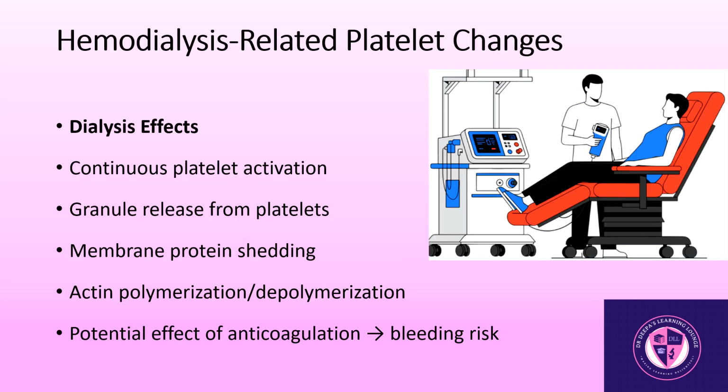Hemodialysis related platelet changes. Although dialysis improves the hemostasis by removing toxins, it simultaneously produces a platelet activation due to blood contact through artificial surfaces. This leads to an ongoing platelet degranulation, membrane shedding, and functional exhaustion. Even more importantly, the systemic heparin used during dialysis further increases the bleeding risk. Despite these issues, both hemodialysis and peritoneal dialysis are effective in improving the uremic bleeding overall.